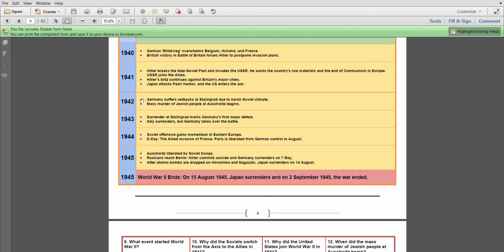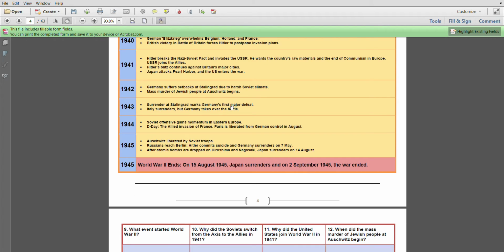In 1942, Germany suffers setbacks at Stalingrad due to harsh Soviet climate. That was the winter. Mass murder of Jewish people at Auschwitz begins, so the Holocaust begins, or at least at the camps. In 1943, surrender at Stalingrad marks Germany's first major defeat. Italy surrenders, but Germany takes over the battle.